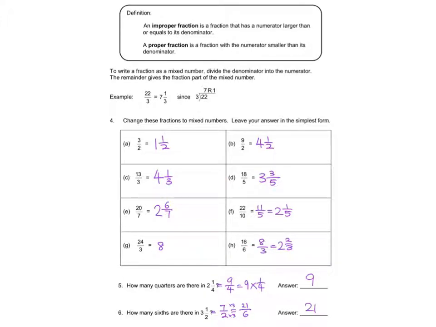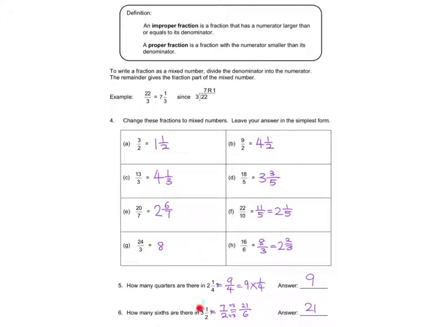And then we have this: how many quarters are there in 2 1/4? It's actually asking for the improper fraction conversion of 2 and 1/4. See, 9 out of 4 is actually 9 times this, so it's 9 quarters. So 9 quarters, it's 9 of them.